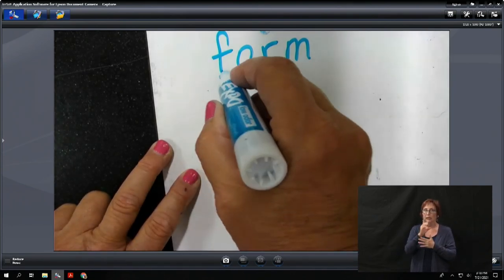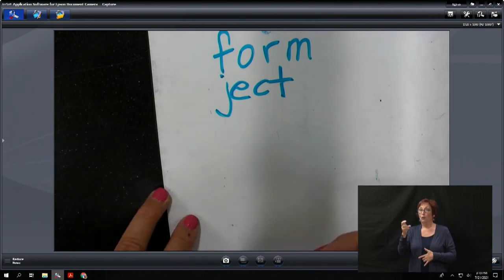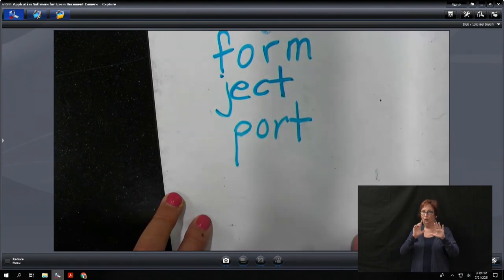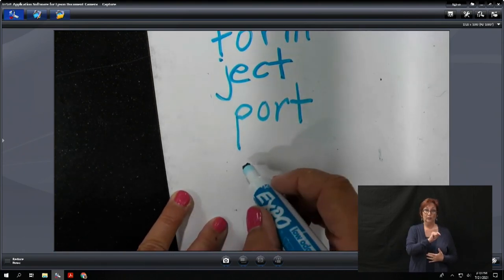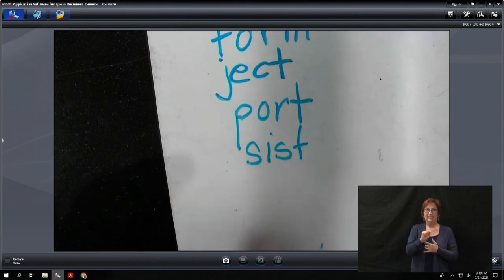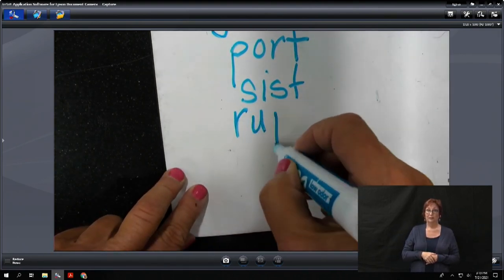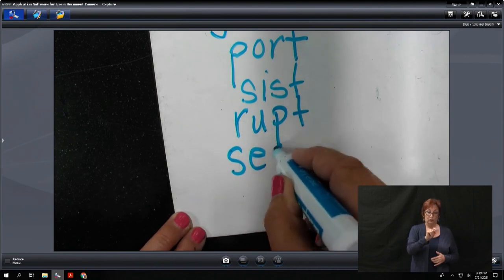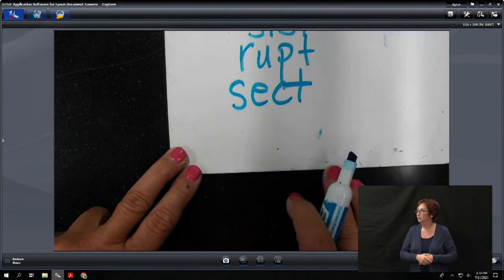We did eject, which means to throw. Inject, throw it in your arm. Or reject, throw back. Subject, sometimes it's not real clear where that goes, but it gives them an idea. Port is to carry. Import and export. Cyst, one of my favorites, which means to stand: resist, insist. Rupt is to break: interrupt, rupture. Sect means to cut or divide, dissect. That's the one I always remember.